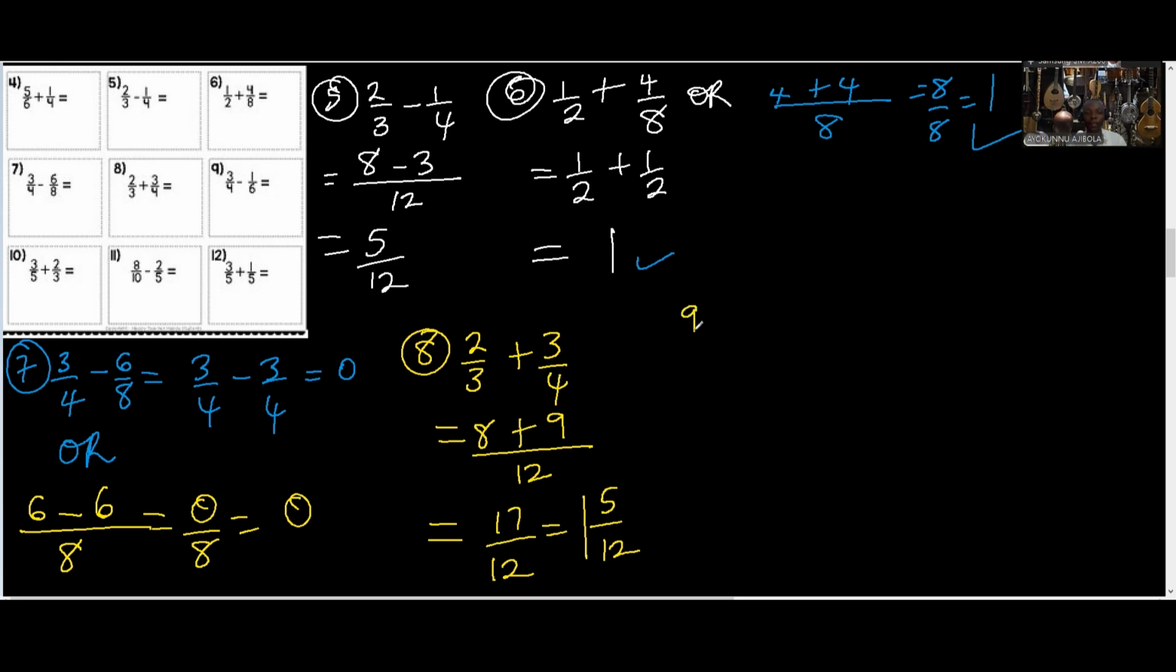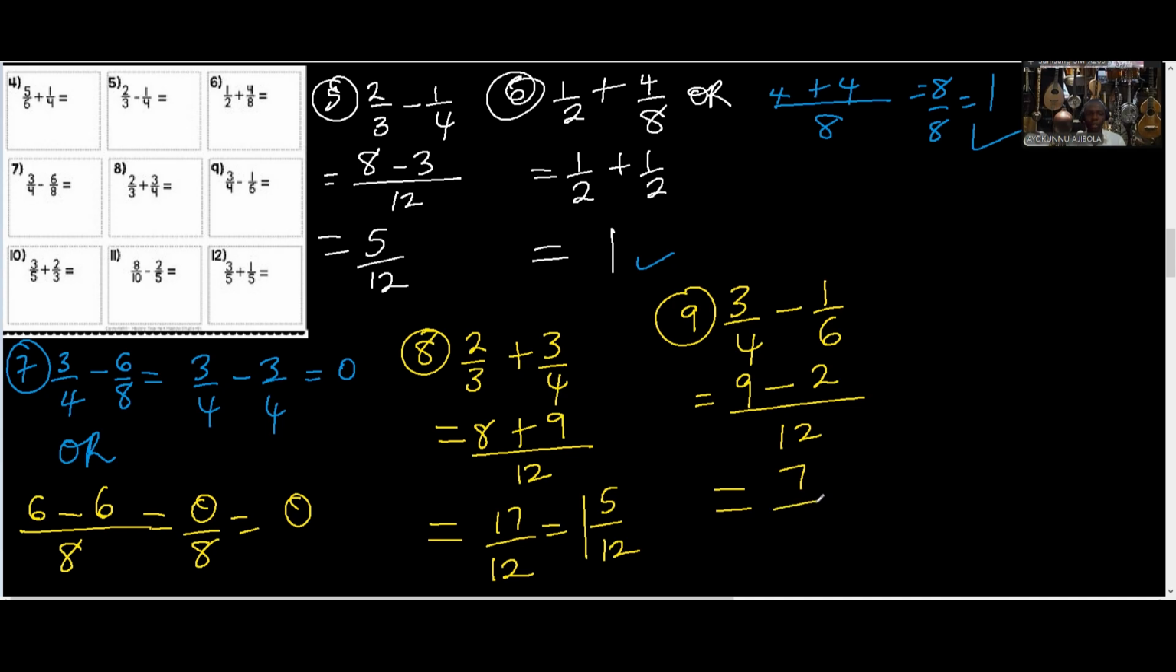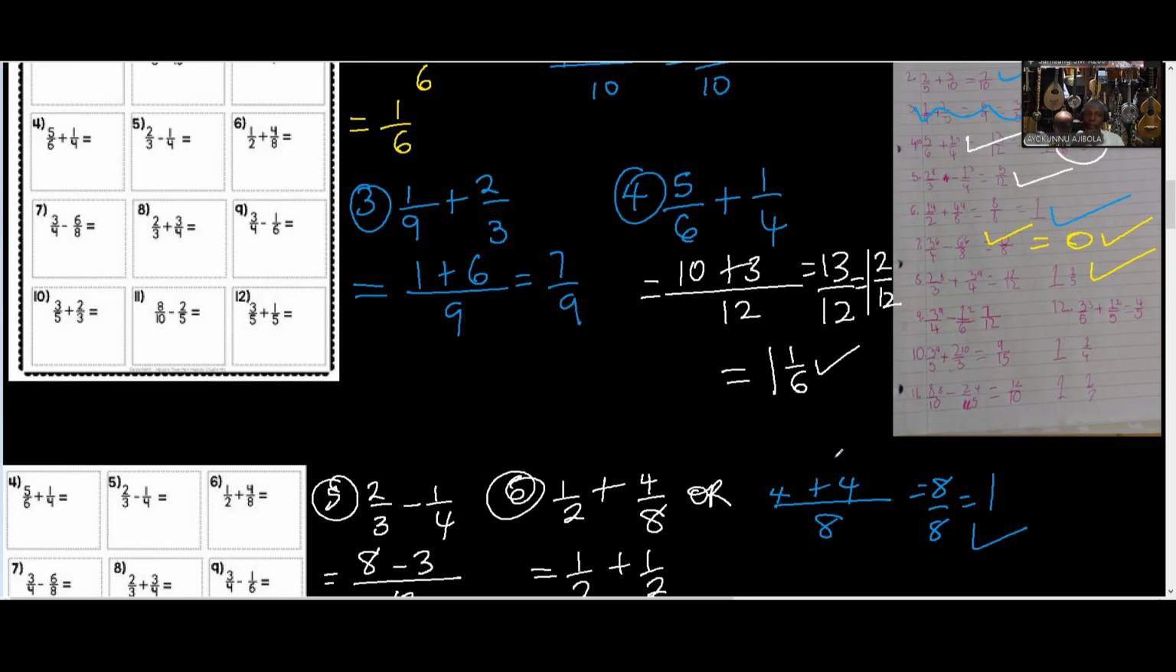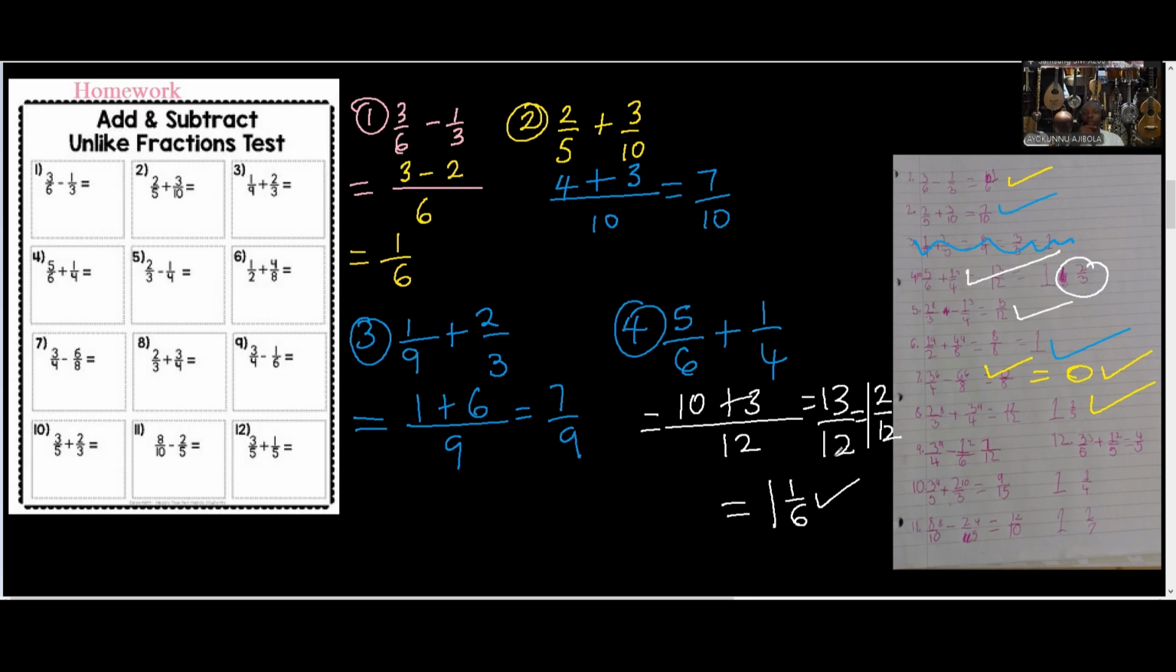Then number 9, we have 3 over 4 minus 1 over 6. Then the LCM of this is 12. 4 in 12, that's 3. 3 times 3 is 9. 6 in 12, that's 2. 2 times 1 is 2. So again, we have 7 over 12. I think we've done something like this. Maybe the question was related. Let me check up there. I got one that looks like... Okay, that one was 7 over 9.